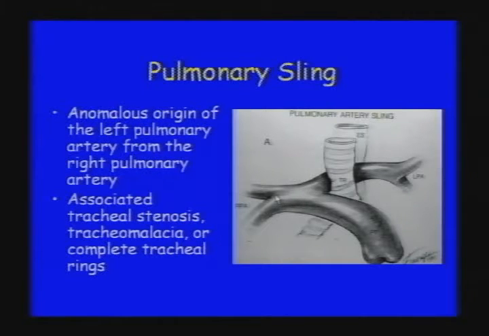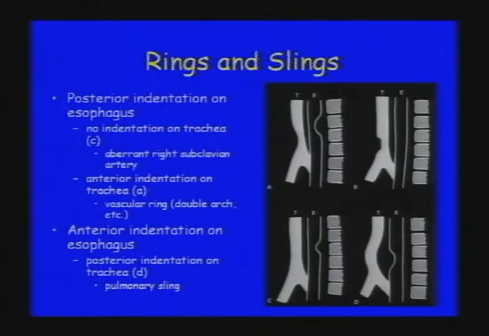On his MRI, you can see the main pulmonary artery. Here you can see the right pulmonary artery, and then coming off the right pulmonary artery is the left pulmonary artery. So this is a pulmonary sling, which is anomalous origin of the left pulmonary artery from the right pulmonary artery. And it goes back between the trachea and the esophagus. There's usually associated tracheal stenosis or tracheal malacia. So even if they fix the pulmonary arterial problem, these children may still have respiratory difficulties.